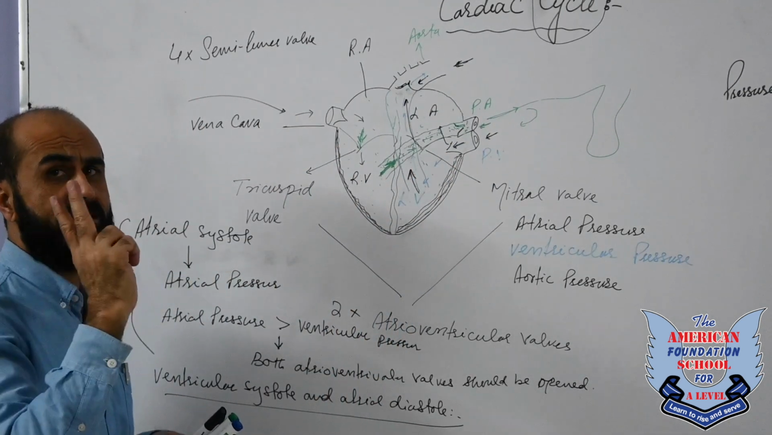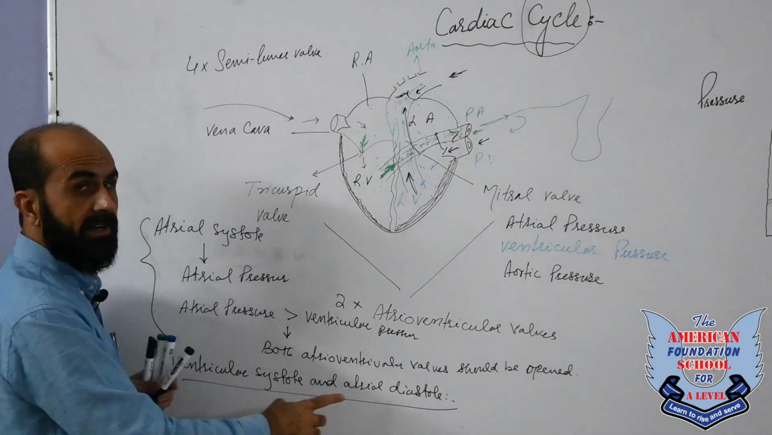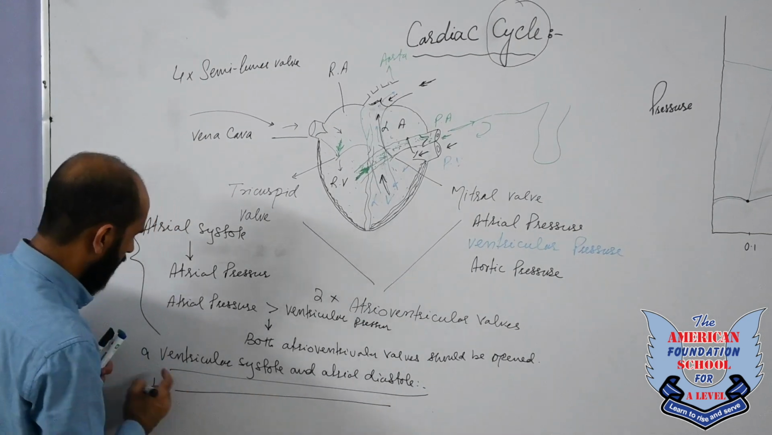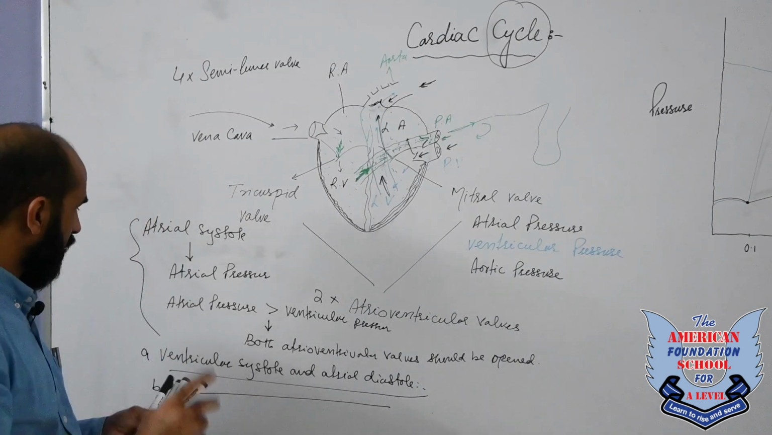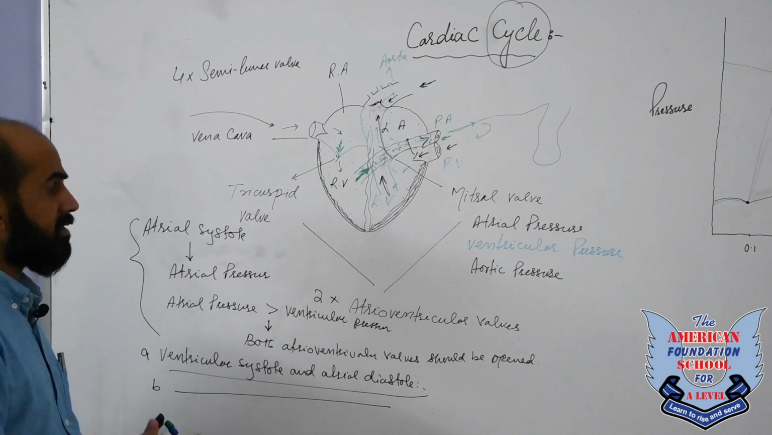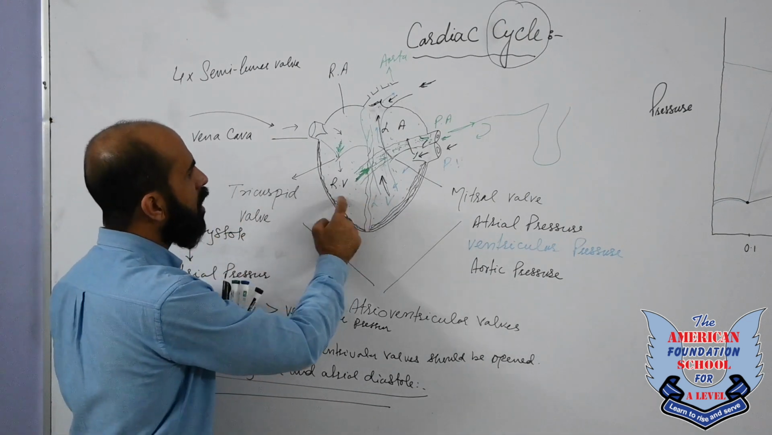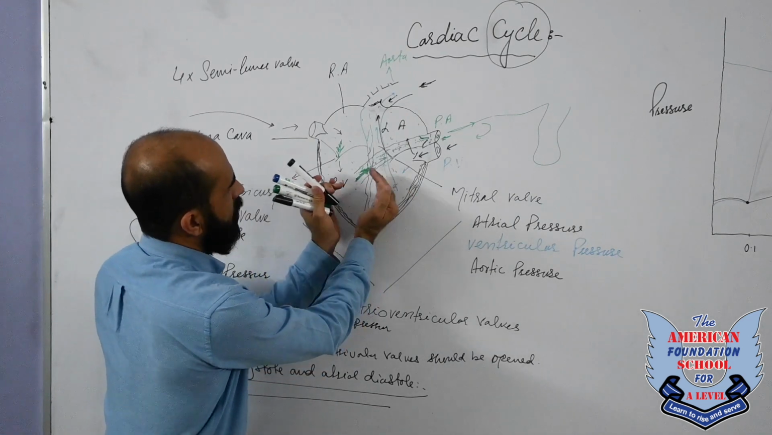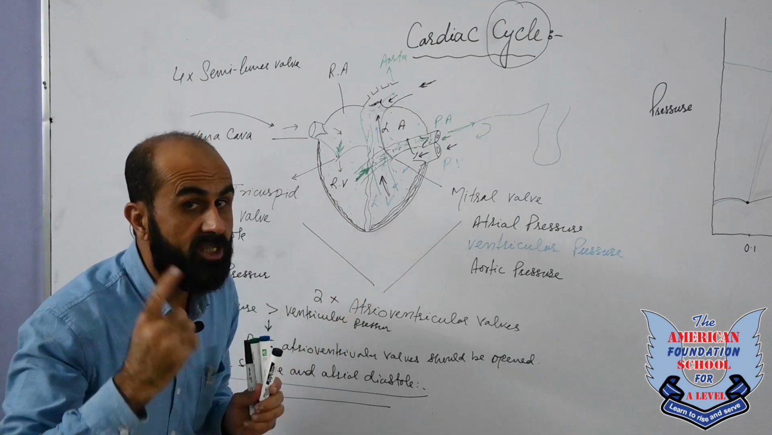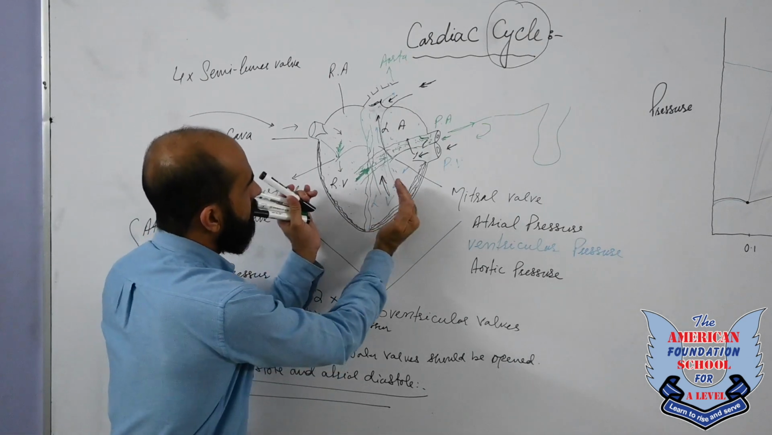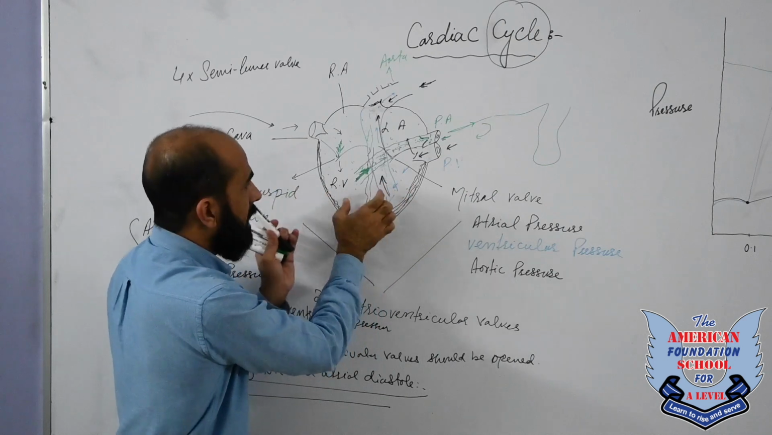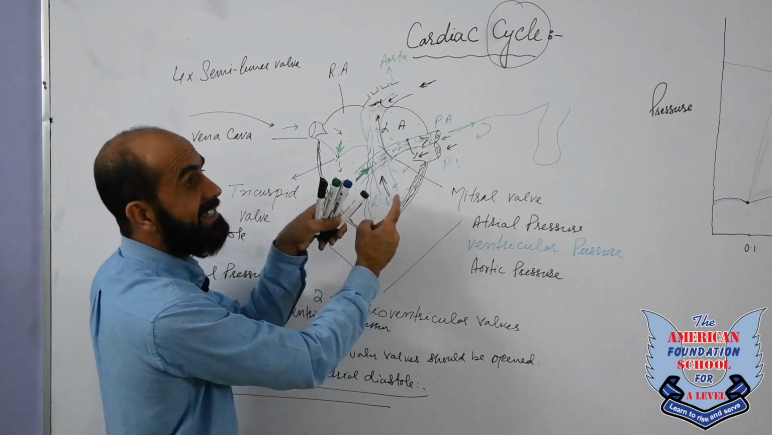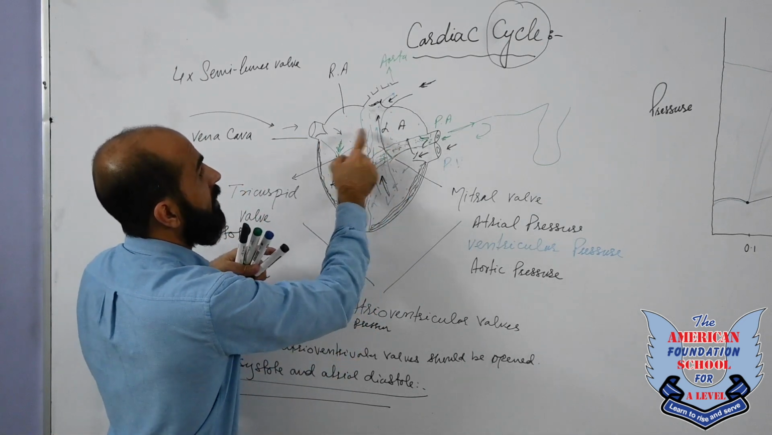Now there are two phases of the ventricular systole and atrial diastole, A and B. What's going on in A and what's going on in B? In the first stage, both the ventricles start to contract, and when they contract, their pressure is going to increase. Keep in mind the most important thing. When the ventricles contract, their pressure increases. A time will come when the pressure exceeds the pressure in the atria.